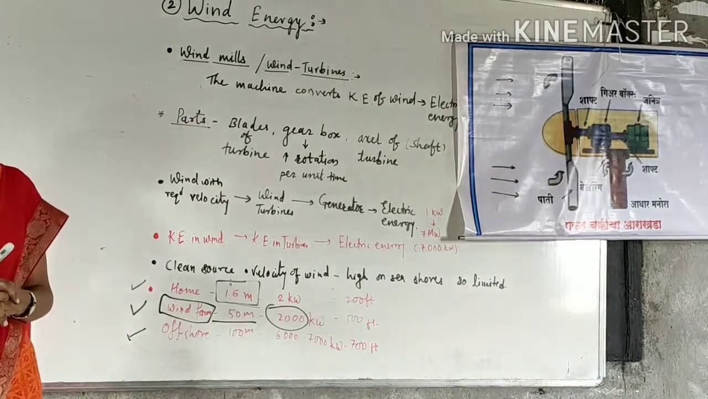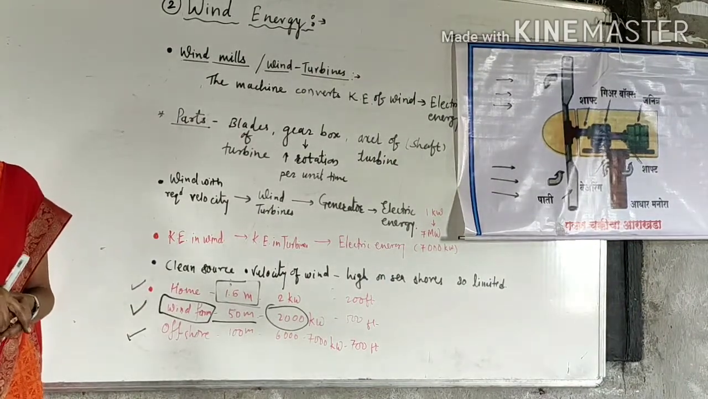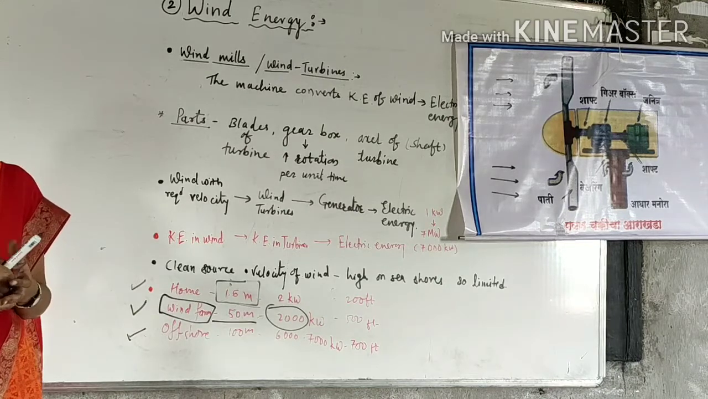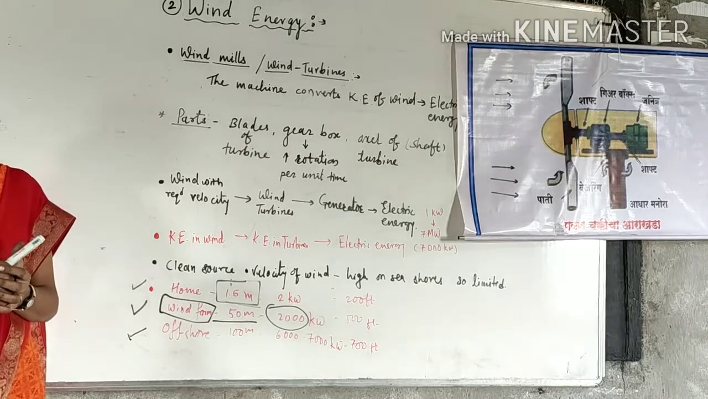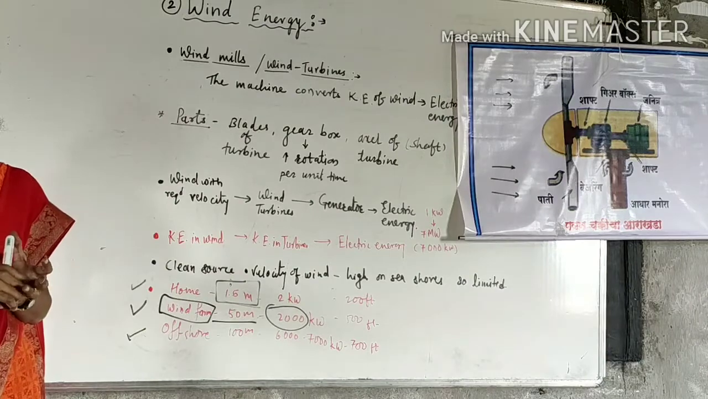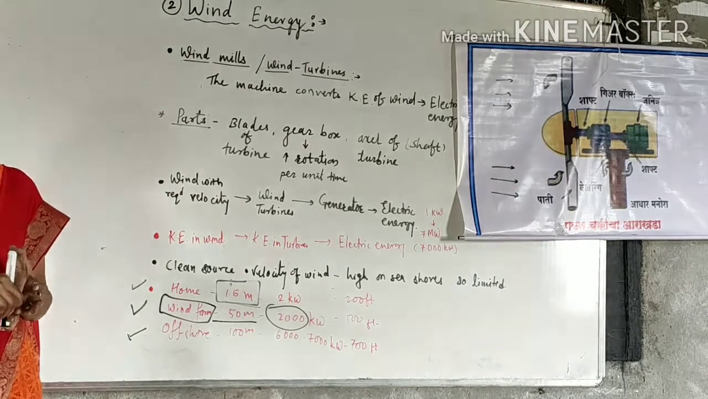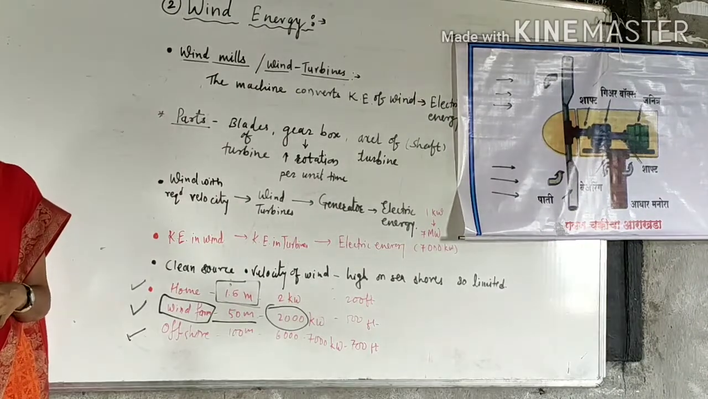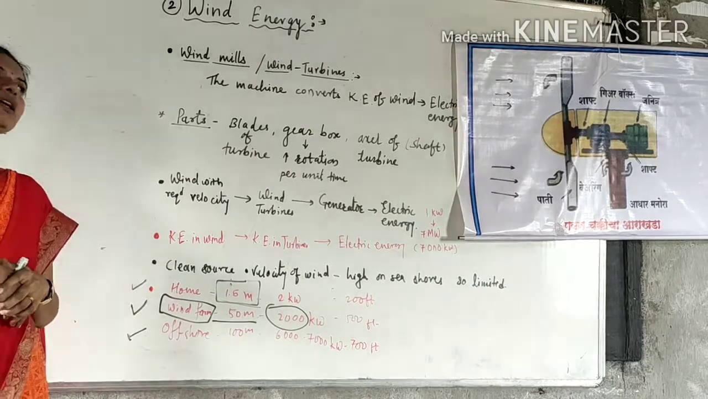It is high on seashore. Wind energy is known as a clean energy source. This wind energy is limited because wind velocity necessary for the generation of electricity is not available everywhere.